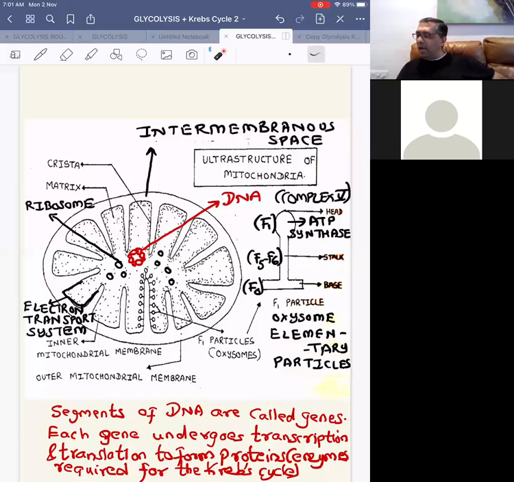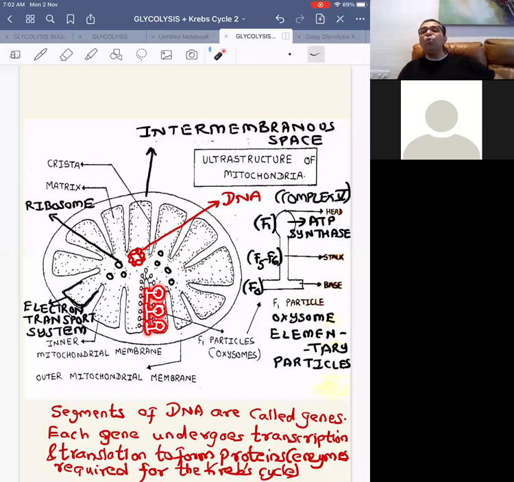Each F1 particle has a base. The base is attached to the crista. From the base arises a stalk, and that stalk leads to a rounded head. So once again, we have a base, a stalk, and a rounded head.